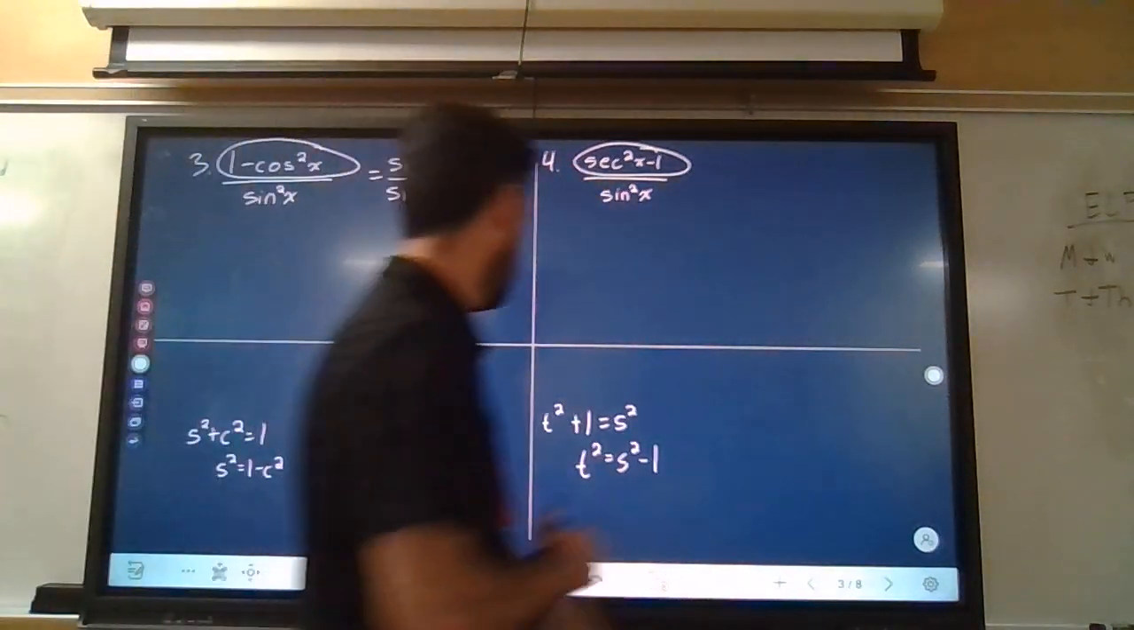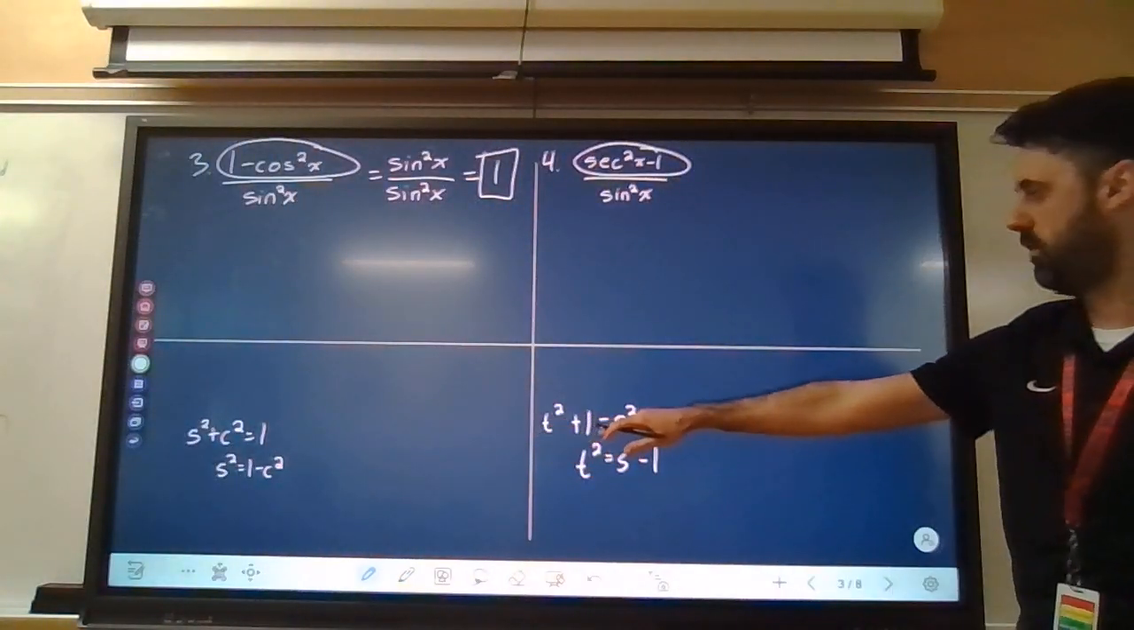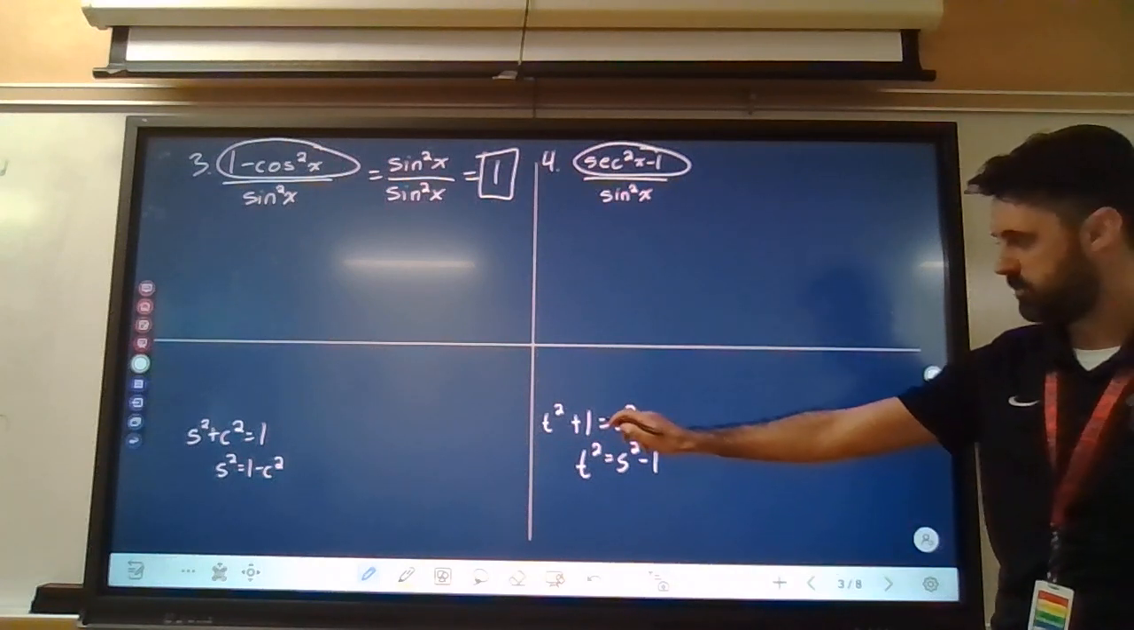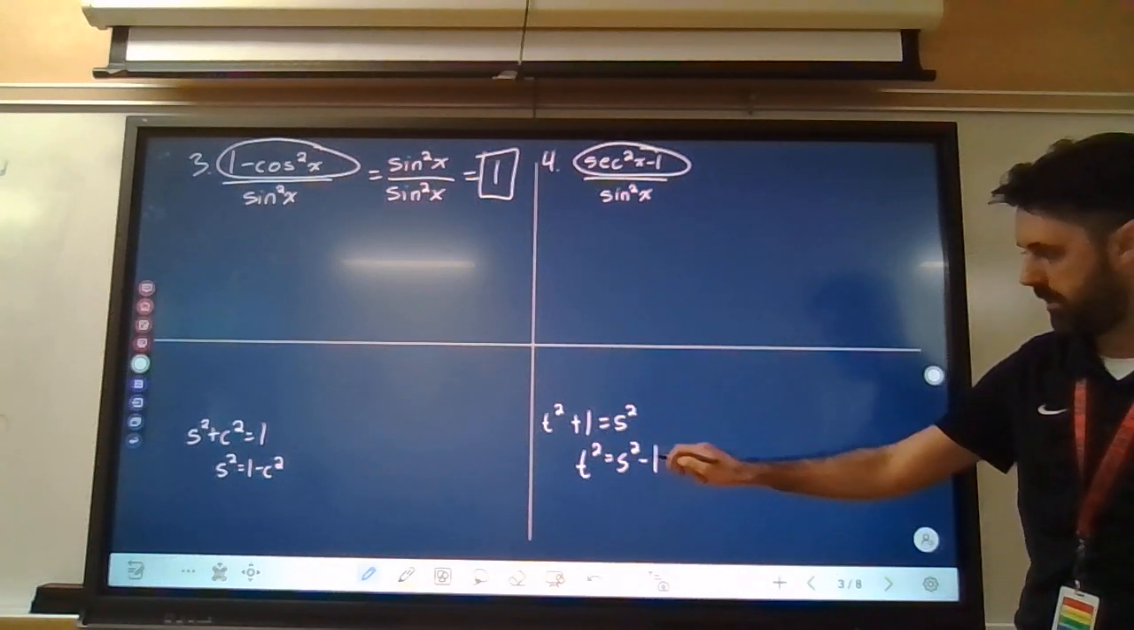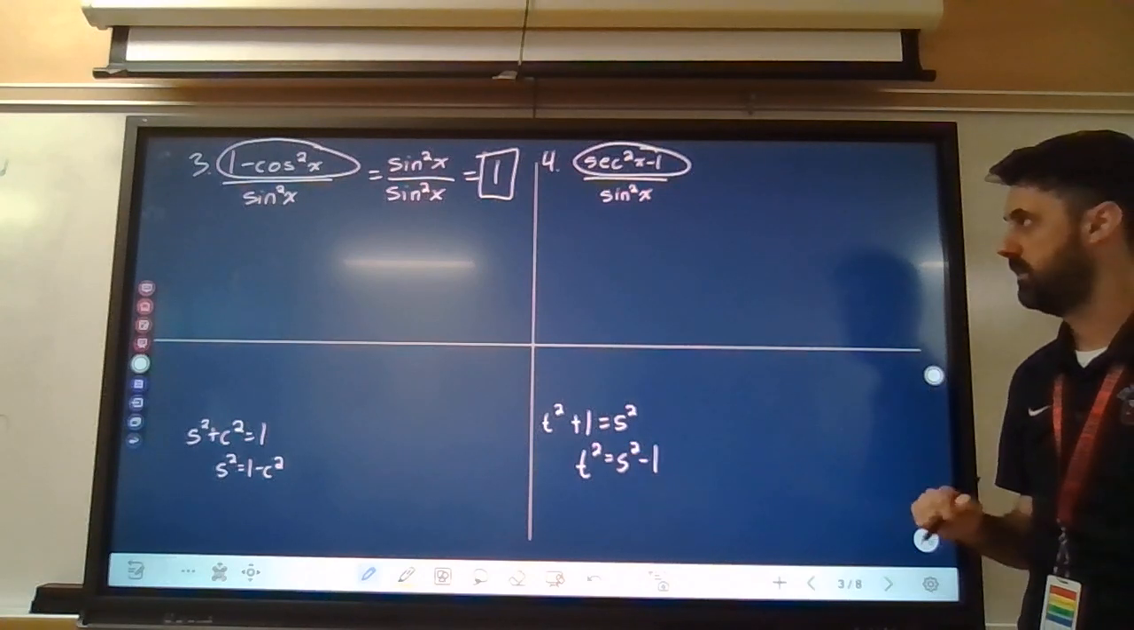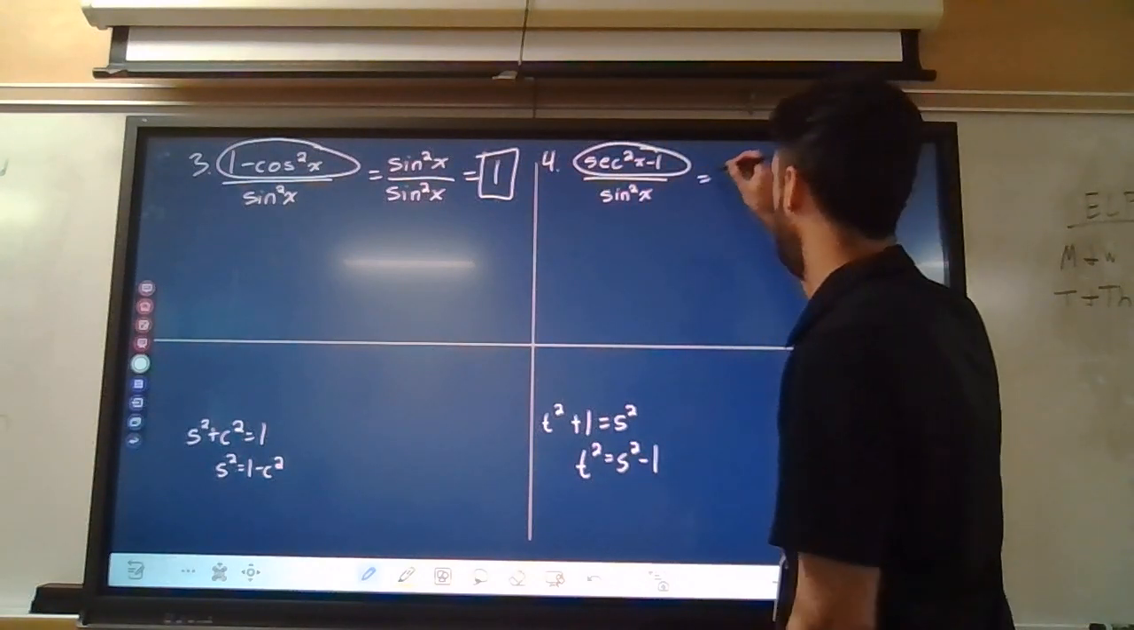Number 4, we're going to use the identity that says that tangent squared plus 1 equals secant squared. We're just going to subtract the 1 over, so that secant squared minus 1 is equal to tangent squared. All right, we can therefore replace the top with tangent squared.